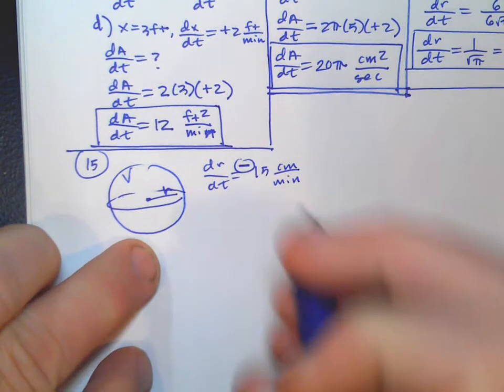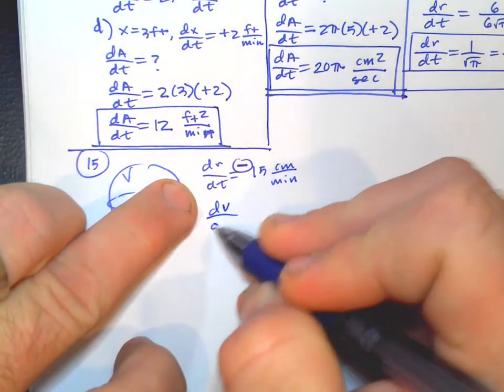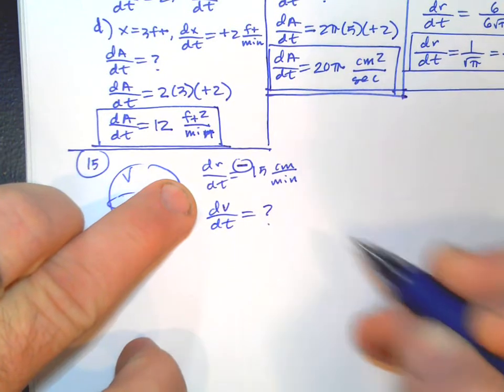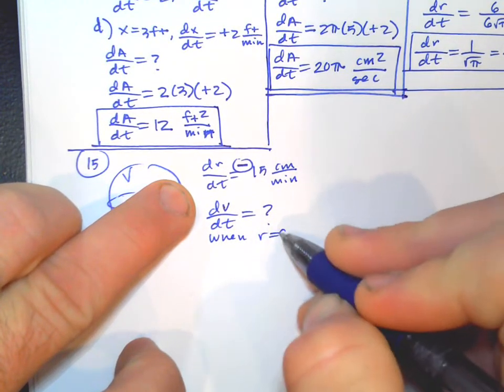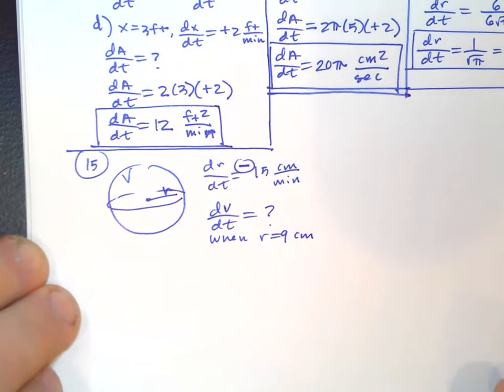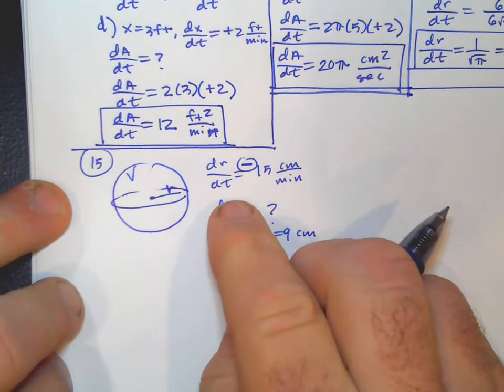At what rate must the air be removed? So we're looking for dV/dt. Air being removed is volume of air. And it says when the radius equals 9 centimeters. So that pretty much summarizes the problem. So we need a relationship between volume and r, V and r.